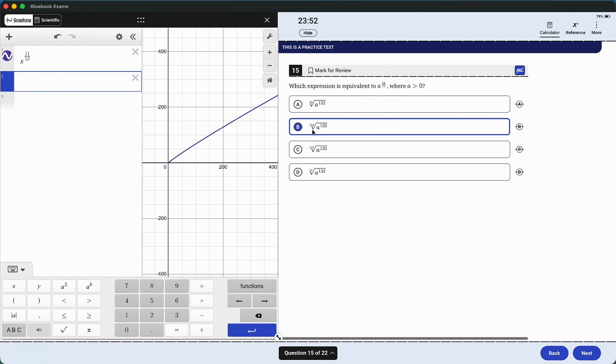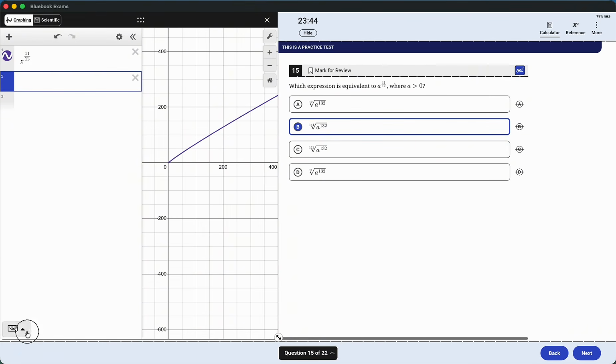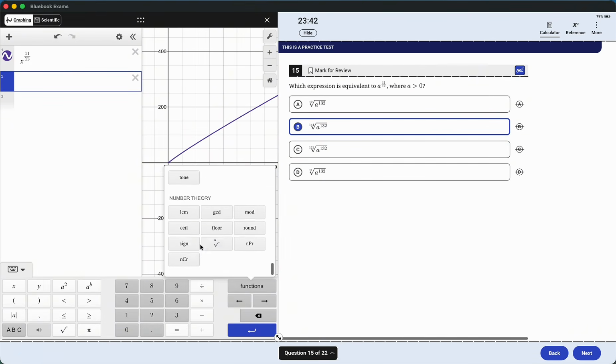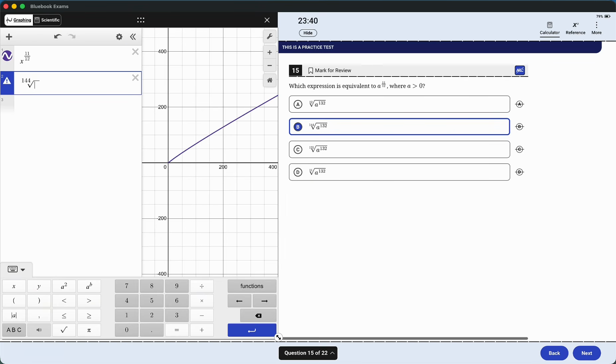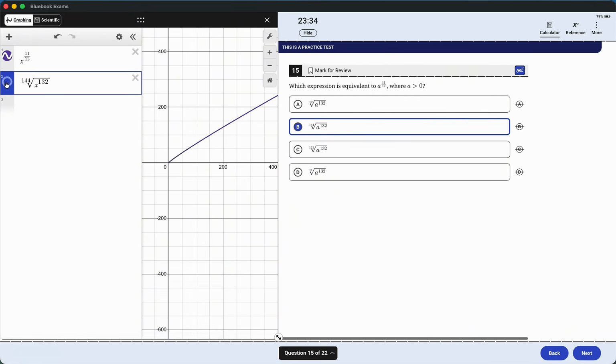If you want a radical that's not just a square root, if you click this, there's just a square root. You can't modify that root. You just got to go over here to functions. You can scroll all the way to the bottom, and there it is. And you see, if I enter this in, they're exactly the same. You see how it's overlapping that one.